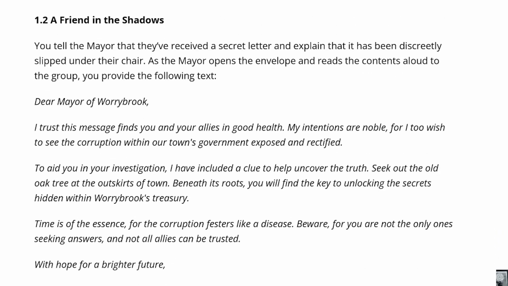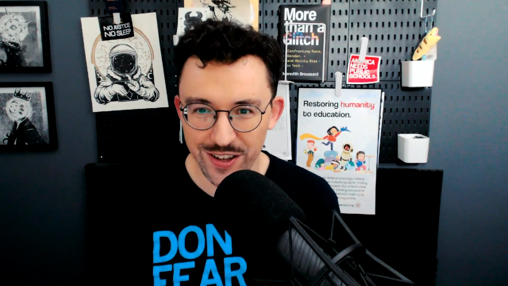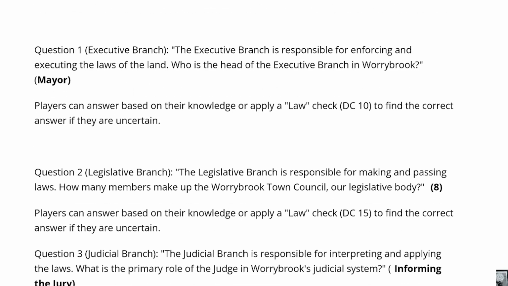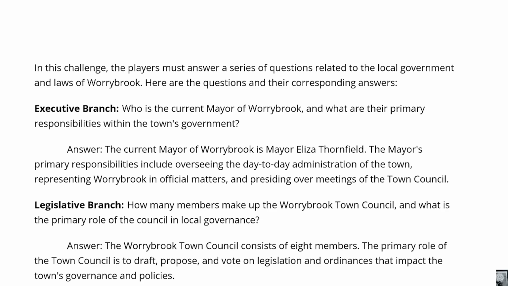Then they get a letter that tells them to go to the tree, because the tree has the key to unlocking the secrets of Worrybrook. The tree is ostensibly a very convoluted quiz game show. So the tree makes them solve challenges. Like the first thing, in order to even get into it, you have to unlock doors that relate to the executive branch, legislative branch, and judicial branch. The trick is you can use your different checks to get around those things. So like, for example, if you roll a high law check, you can look up the answer online and you'll all figure it out together, etc.